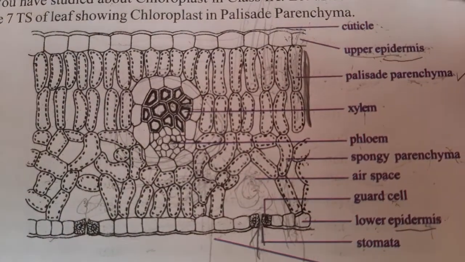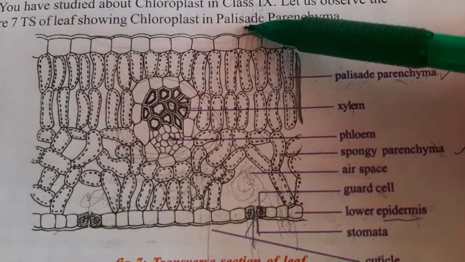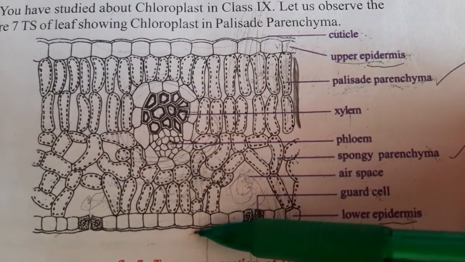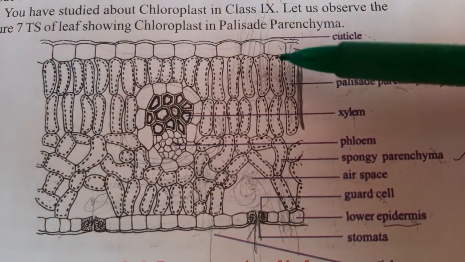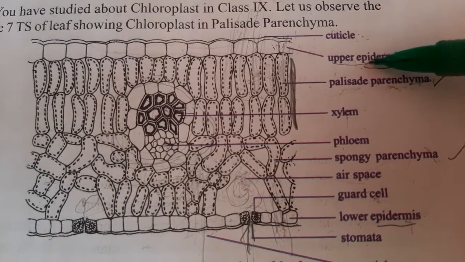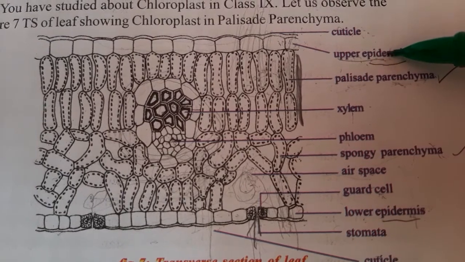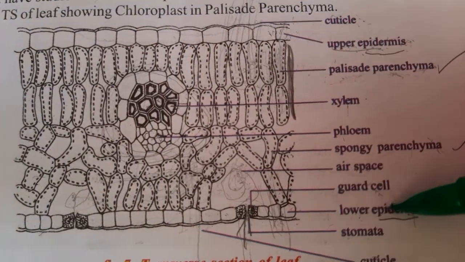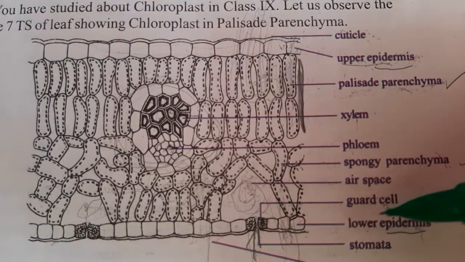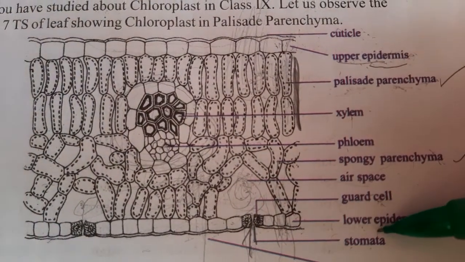So, students, observe this upper side. This is the upper side of the leaf, and this is lower side of the leaf. And if you observe upper side of the leaf, there is epidermis. So the epidermis which lies towards upper side of the leaf is called upper epidermis, and also there is lower epidermis. So the epidermis which lies towards the lower side of the leaf, it is called lower epidermis. So this is upper epidermis and this is lower epidermis.